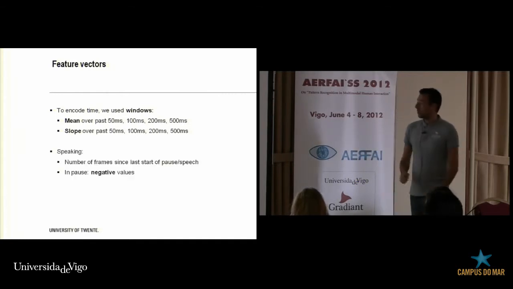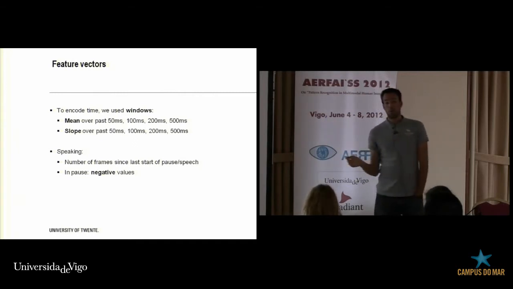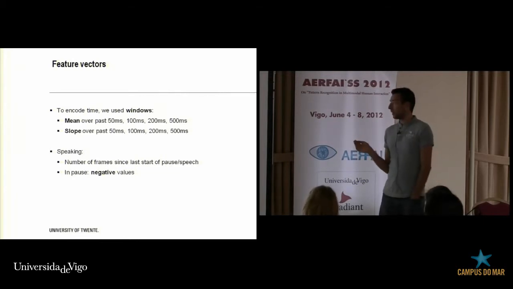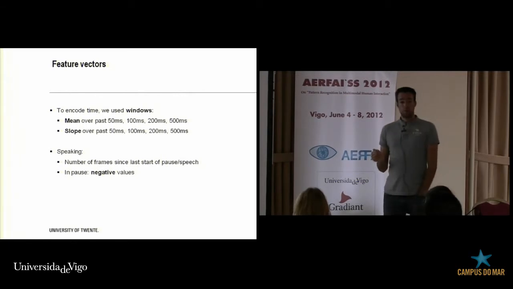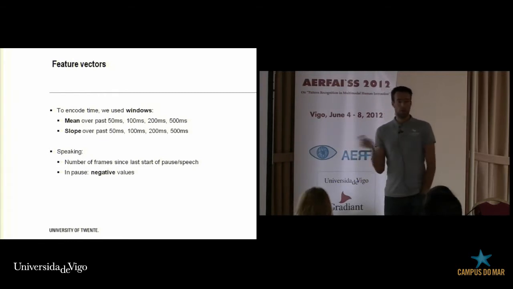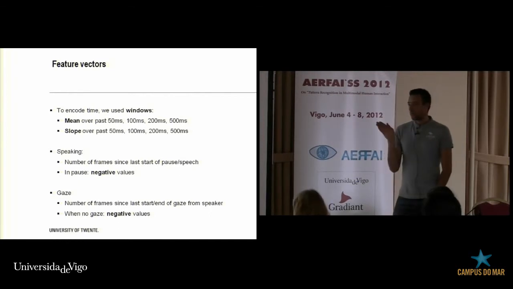For speaking, we do something different. We look at the number of frames that have passed since the last time a speaker started or stopped speaking. For example, if he stopped 5 frames ago, then we say it's -5. If he just started 5 frames ago, we say it's +5. So it's basically an offset to that moment. And we do the same with gaze: we look at the time since the start of the gaze to the listener.